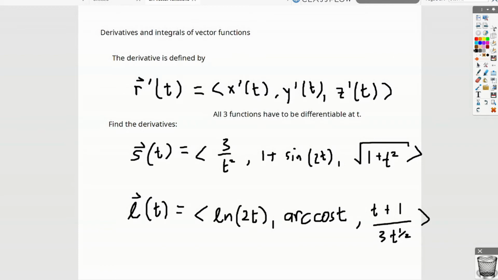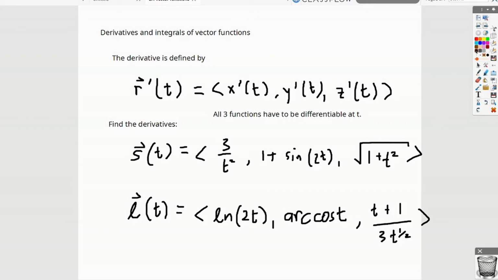Okay, now we're on to the easy bit. The derivative is defined by r prime of t equals x prime of t, y prime of t, z prime of t. Simple. All three functions have to be differentiable at t, and that's it. That's all you need to know. Find the derivatives of these functions, and I will see you in a couple seconds.